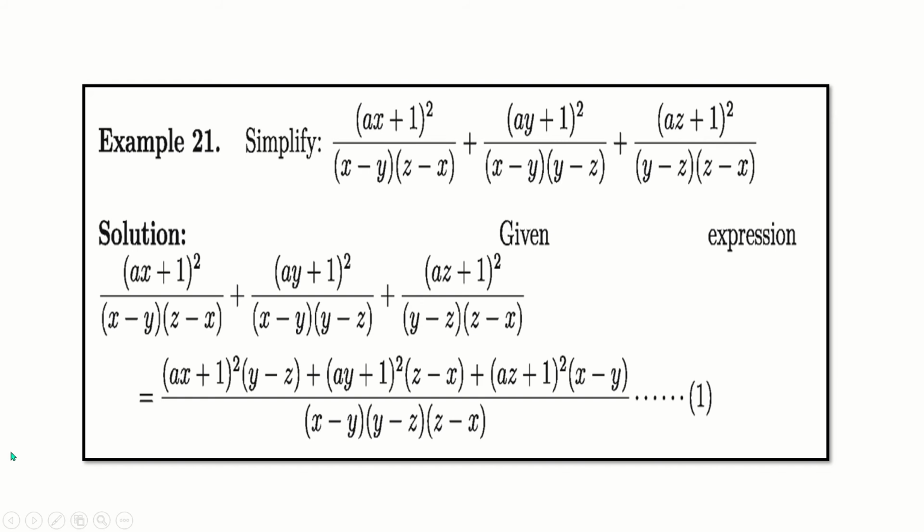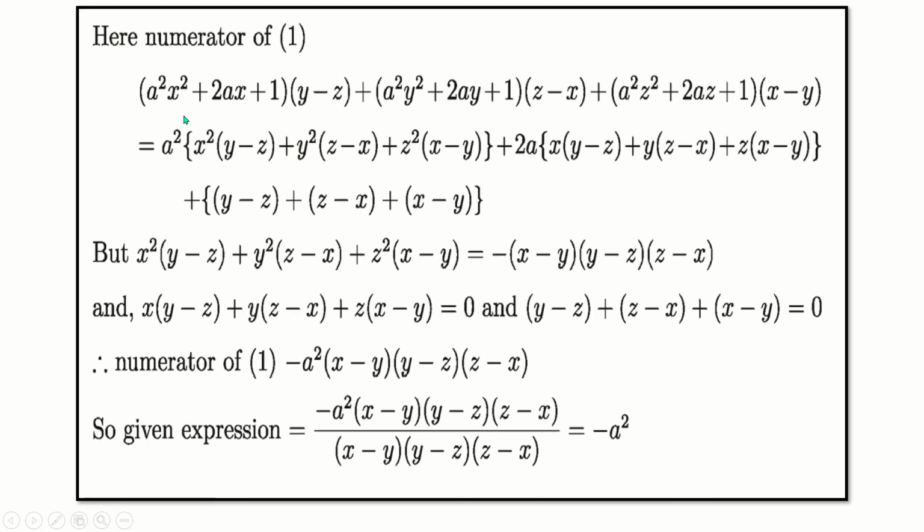And here will be (x plus 1) whole square into (y minus z), because this cuts, this cuts, so here will be only y minus z. Similarly for the other parts. Now we'll take only the numerator and calculate. Okay, now follow. Here is the numerator.